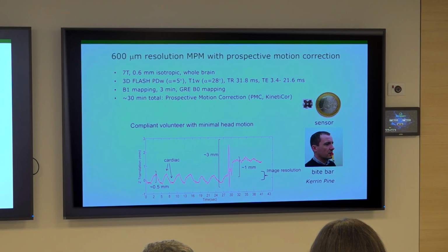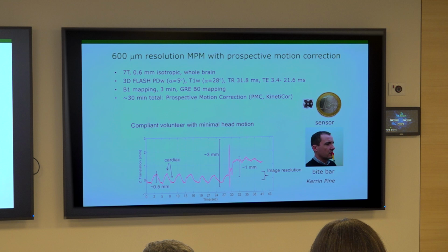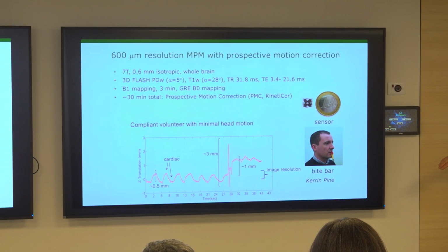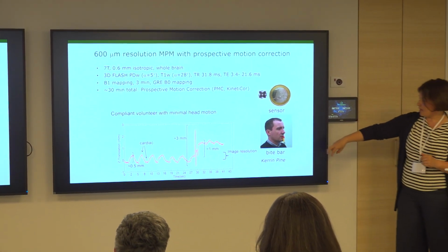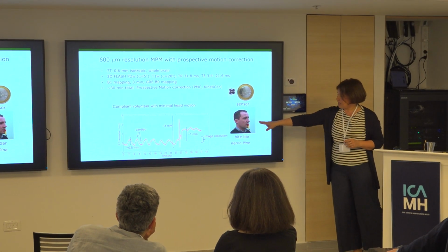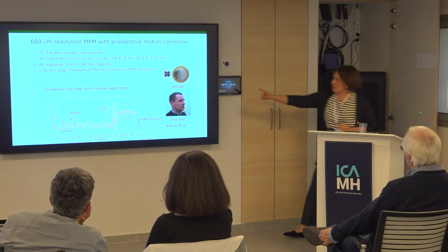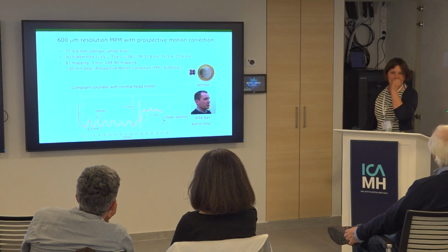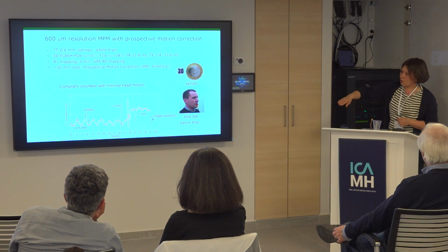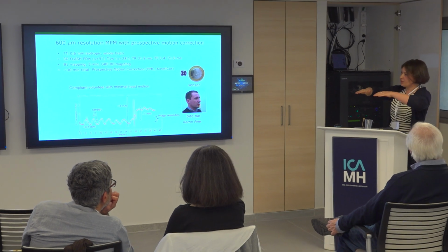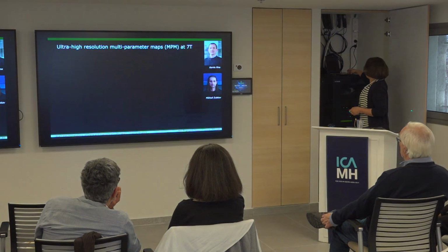We use a multiparametric MRI at 600 resolution. We also have prospective motion correction as an option. Probably not all sites will use that, but I show it because I think it's an interesting development done in the neurophysics department. Karen Pine developed the method. There is a tiny holographic sensor attached with a bar clip to the patient, and you can follow the heartbeat and the breathing and correct for them in real time, so you get even better results.